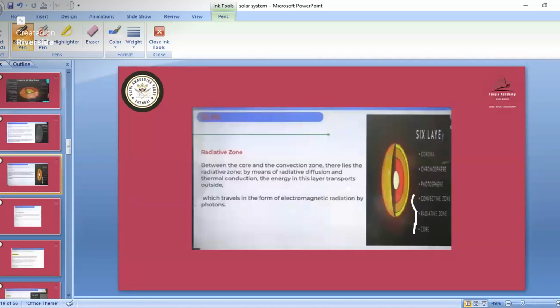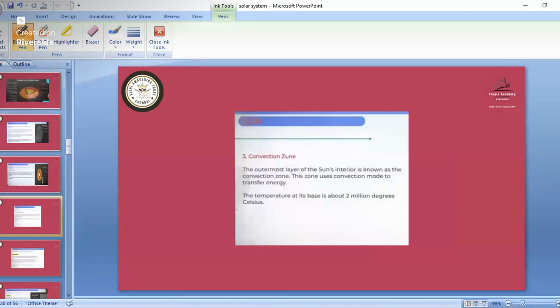Not all the energy is transported, so it keeps on decreasing. The energy travels in the form of electromagnetic radiation by photons.